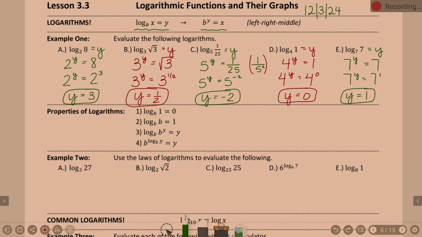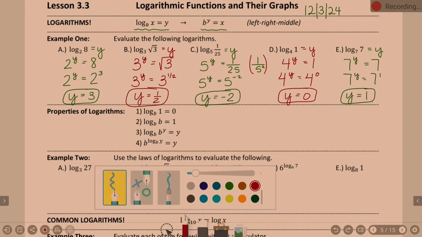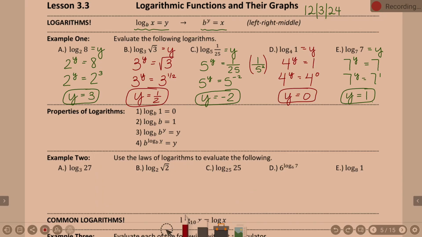Okay, let's go through these examples on example 2, and let's use our properties. So instead of setting them equal to y and doing a left, right, middle, we're going to use our properties. So log base 3 of 27. I want to know what it equals. What do you know about 27? It's 3 to the 3rd. This can be rewritten as log base 3 of 3 to the 3rd. Now, it's a lot of 3's.